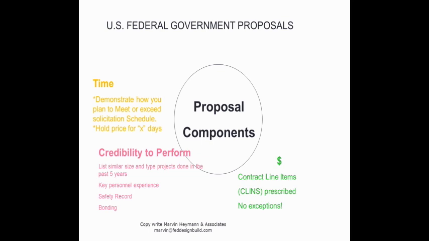The government is going to prepare for you how they want their price done. It's not up to you to determine how this is going to be done. There'll be line items, what they call CLINs, or contract line items. Once again, they are prescribed. You cannot take exception to anything.